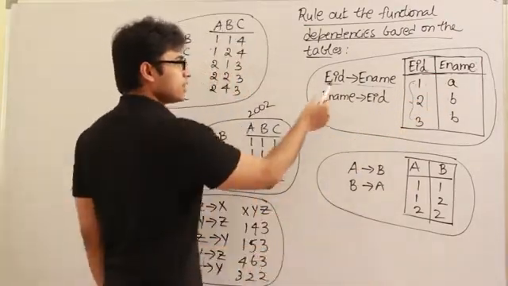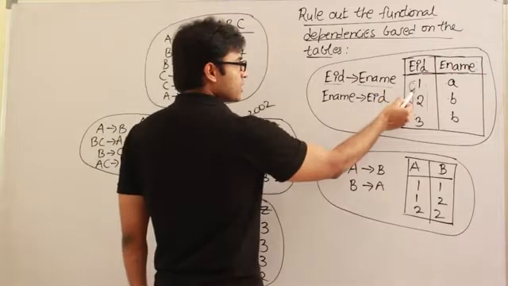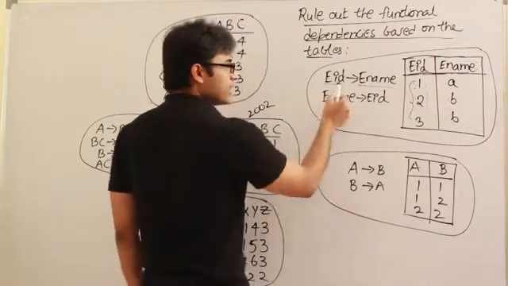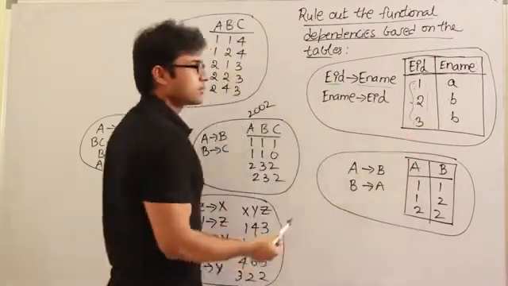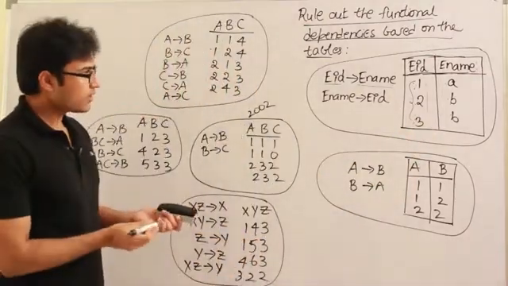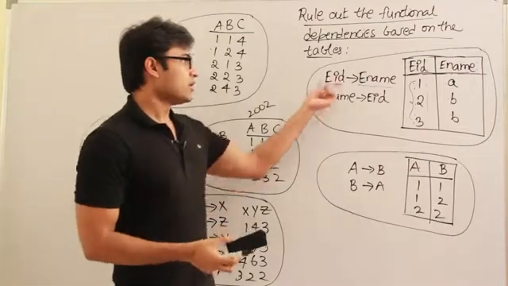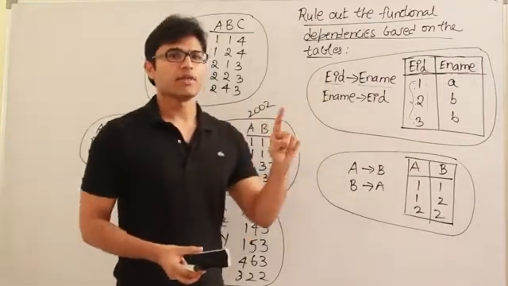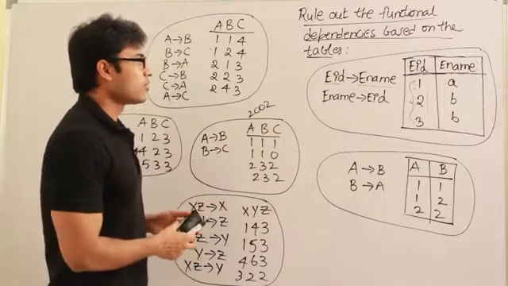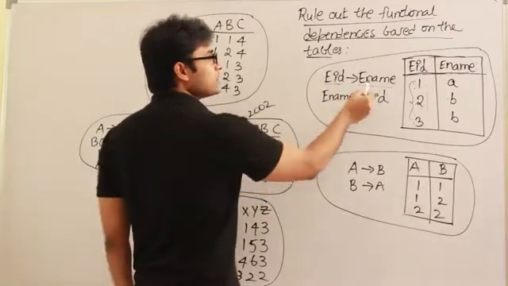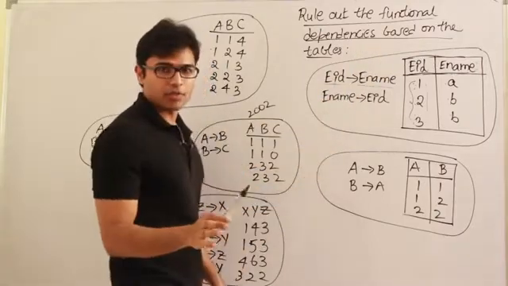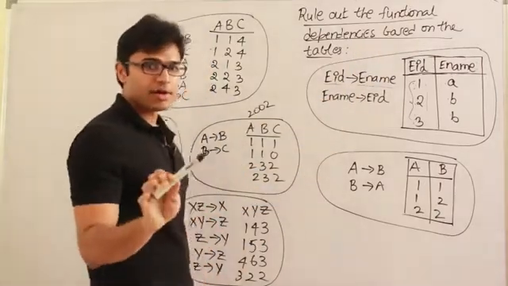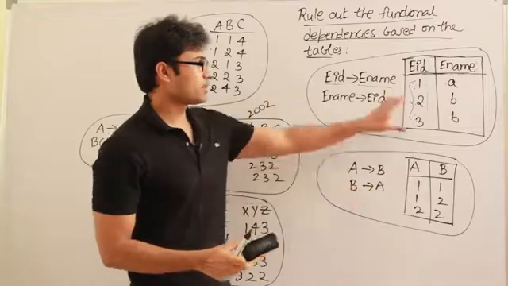For example, if they say that EID equal to 1, what is ename? Then you will say ename is A. EID equal to 2, what is ename? You will say B. EID equal to 3, you will say B. Got it? So whenever any EID is given, your answer will always be one answer. Got it? Therefore, maybe this functional dependency would have existed earlier. I'm not sure that it is definitely there, but then I cannot rule it out depending on this.